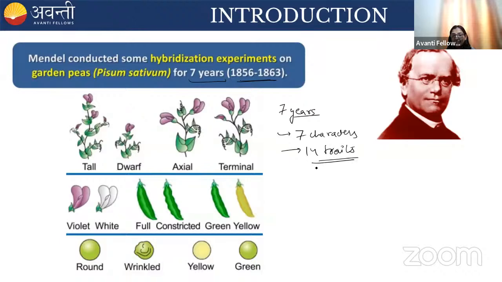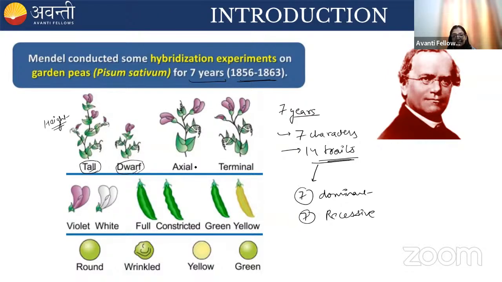Of these traits, 7 are dominant and 7 are recessive. And these traits are opposite and contrasting. For example, the first character is height, and the traits are tall or dwarf. These traits are opposite or contrasting. For example, the opposite of tall is dwarf.